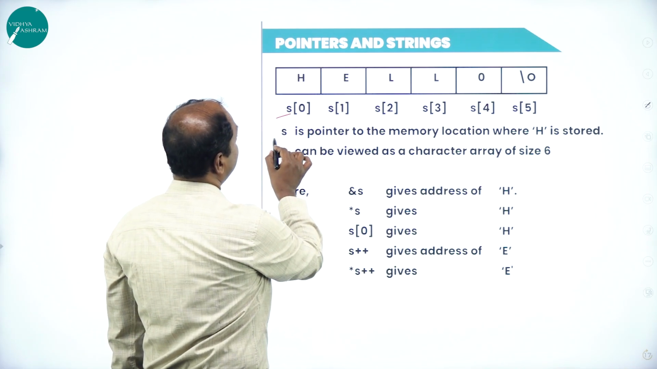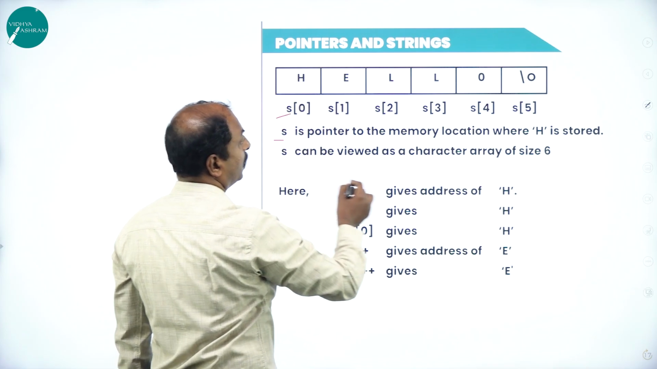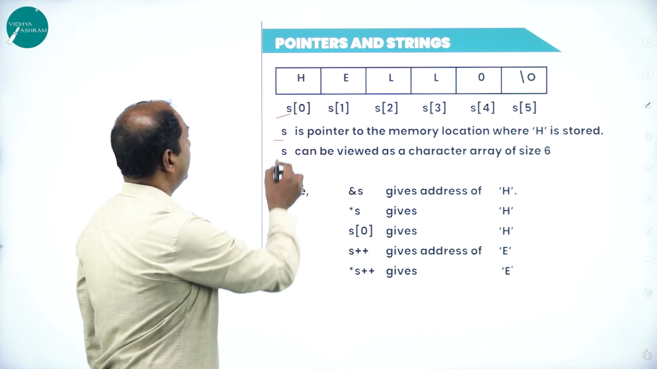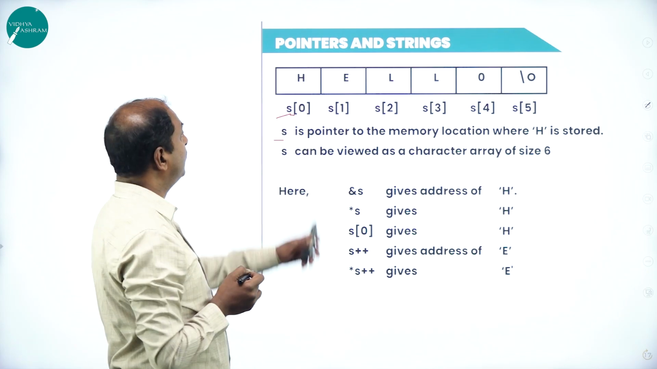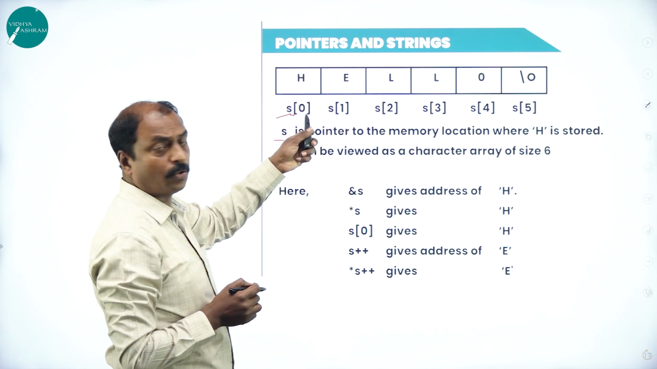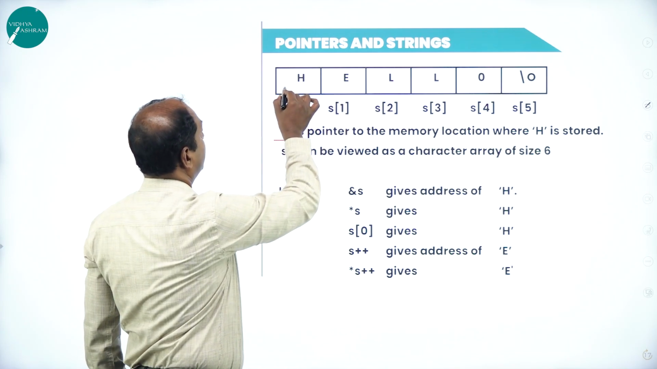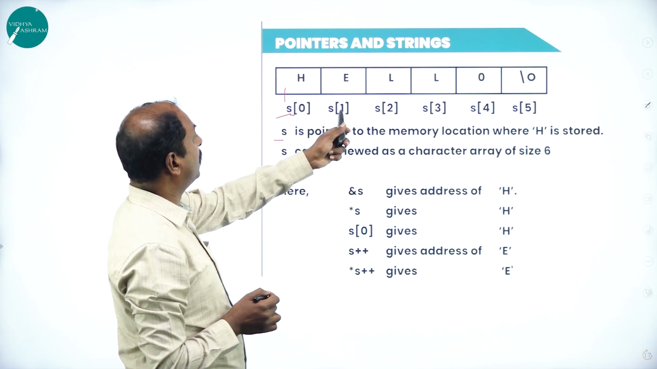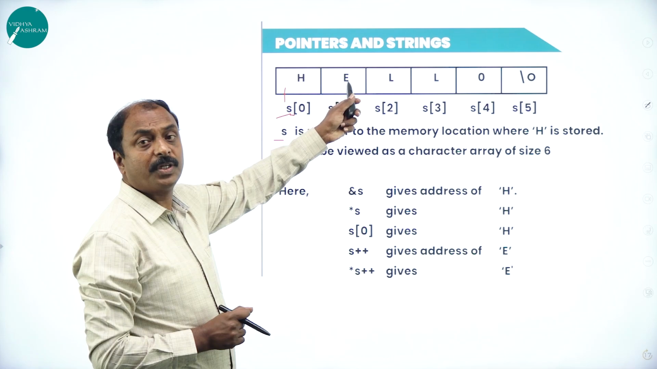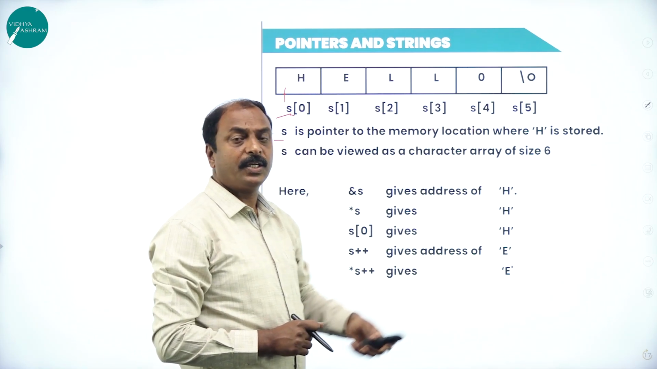So here S is a pointer to the memory allocation where H is stored. You are referring to the address of H. So S[0] refers to where H is stored. We are referring to the first index, that is S[0]. Then S[1] refers to the memory space where E is stored. So similarly, it goes like this.